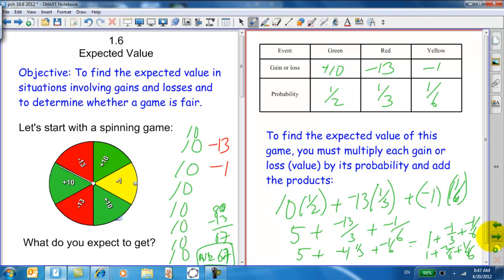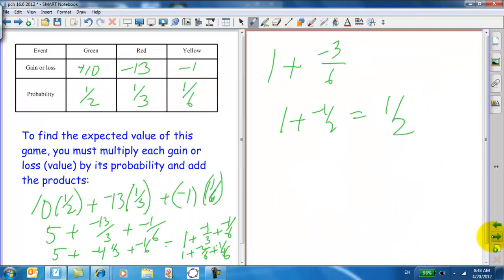Let's see if that makes sense. Minus 4 and a third, yeah. And then minus a sixth. Yeah, 2/3 minus a sixth is a half, yeah.